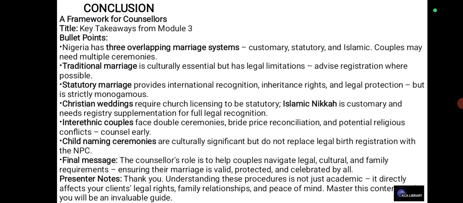So understanding these procedures is not just academic, it directly affects your client's legal rights, family relationships, and peace of mind. So master this content and you'll be an invaluable guide.